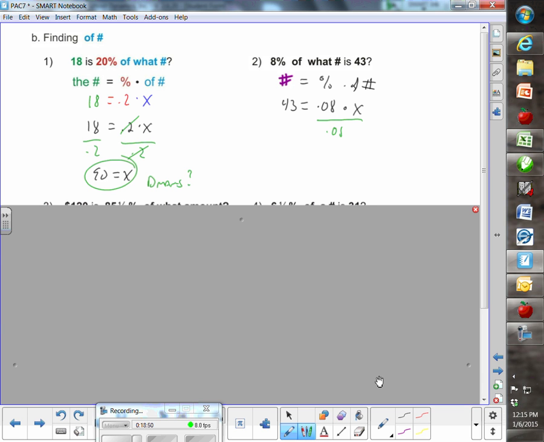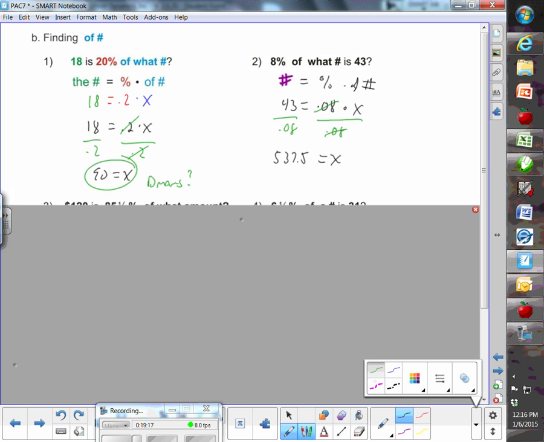Right, so I'm going to divide the right side by 0.08 to isolate the variable, and whatever I do to one side, do the exact same to the other, right? Take your calculator out, punch in 43, divide by 0.08, hit equals, and I have 537.5. Anybody else get that? 537.5 equals X. I better ask DMAMS. That's a big number.